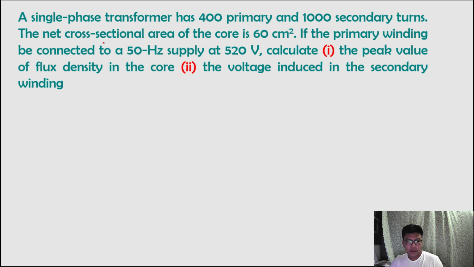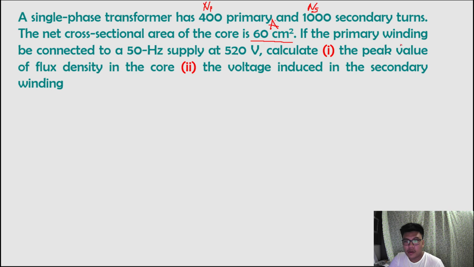Okay. So, let's have an example. Paano ba natin ginagamit yan, ano? So, eto na. Madali lang yung pagsusolve dito sa transformer. Very basic. Okay, first example. A single-phase transformer has 400 primary and 1,000 secondary turns. So, this is N sub P and this is N sub S. Di ba? The net cross-sectional area of the core is 60 cm squared. So, this is the area.